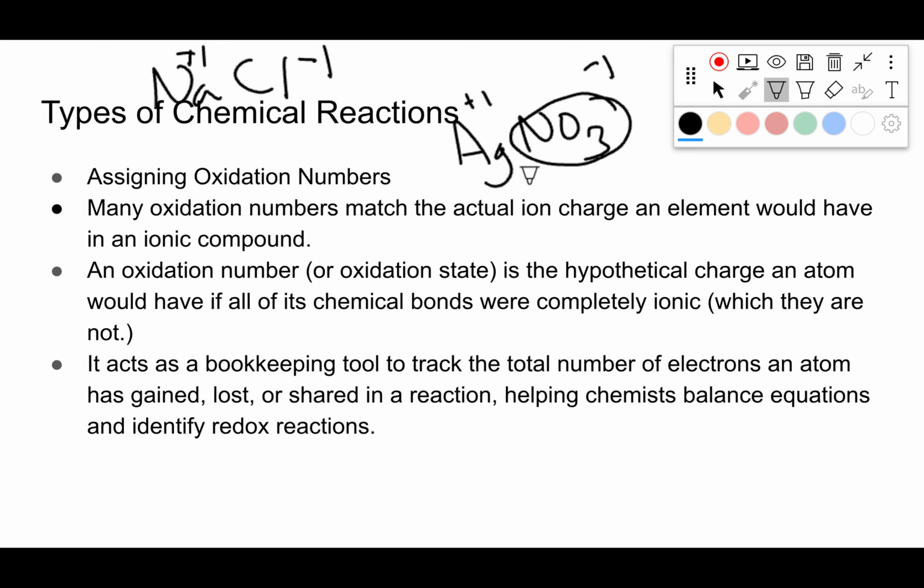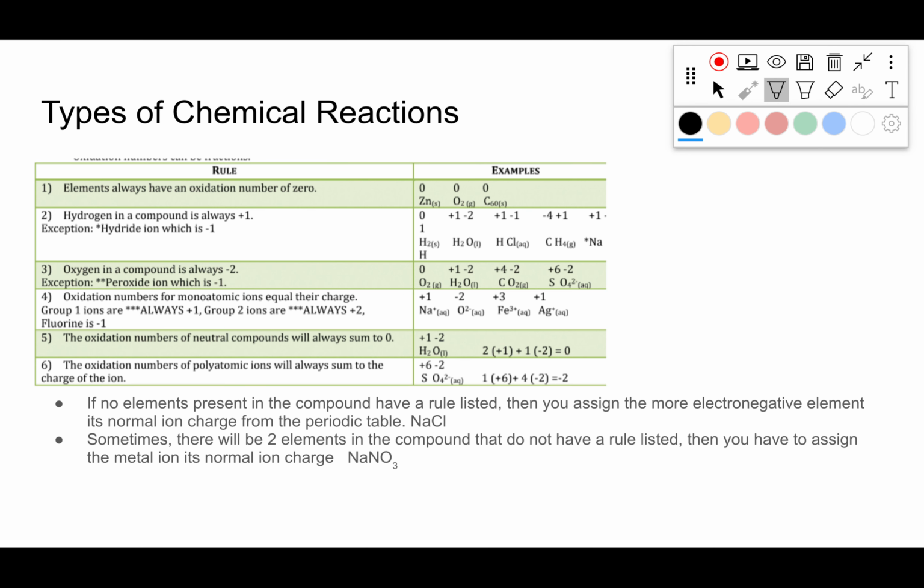These oxidation numbers are going to be something we assign to the elements, and they are going to help us keep up with the total number of electrons that an atom has gained or lost or shared in a reaction. It also helps chemists balance equations and identify what's called a redox reaction. So we're going to learn some rules, then we're going to start doing some practice. These are the rules for oxidation numbers.